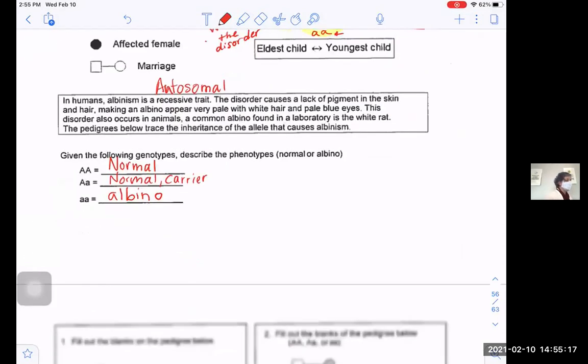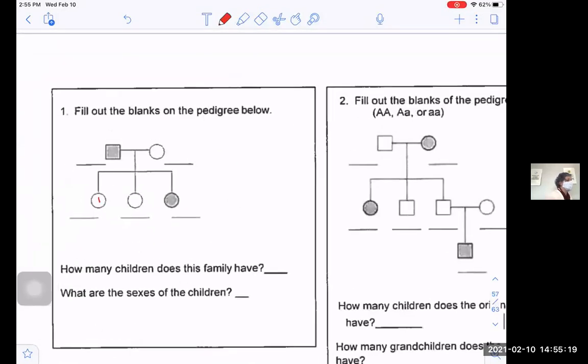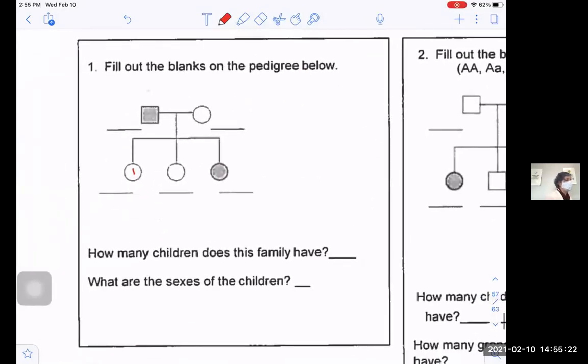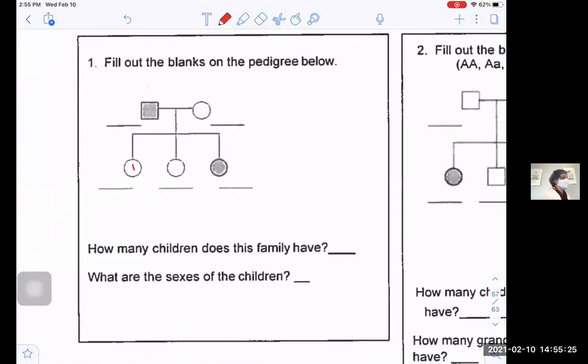All right, so let's do another one. Same disorder. So we're still looking at albinism. So again, fill in the genotypes of the parents that you know for sure. So using an A for albinism, anyone who's filled in, you know their genotypes. So we know that this girl is albino, and we know that her dad was albino.